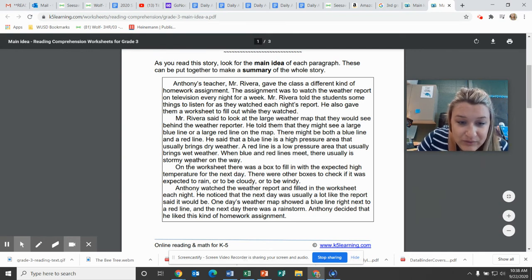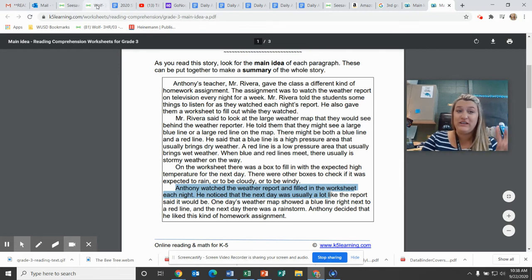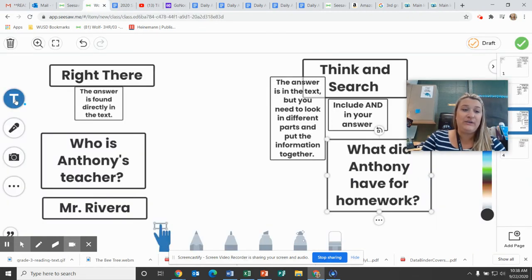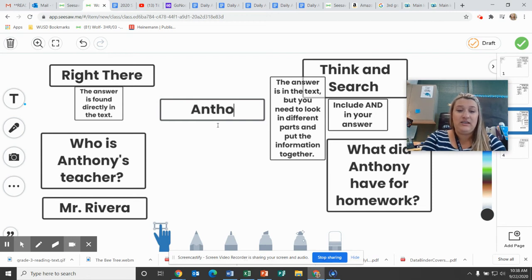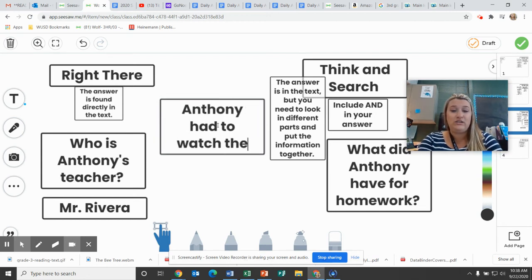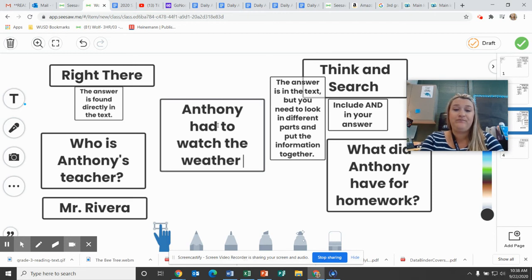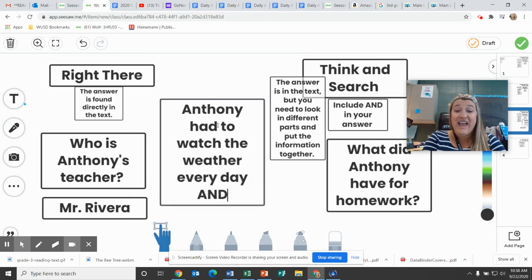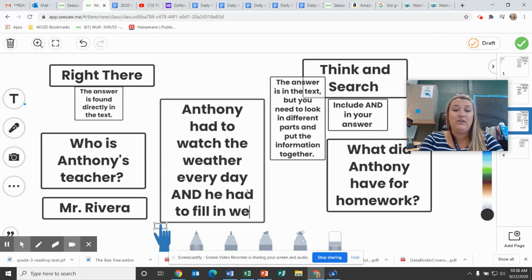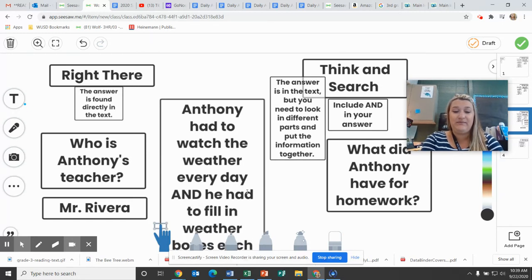He had to do the worksheet to fill in the box. He had to watch the weather report every day. That's two things. So Anthony had to watch the weather every day. And we had to use that word and, remember? And he had to fill in weather boxes each day. That's two things that we found in two parts of the story, right?